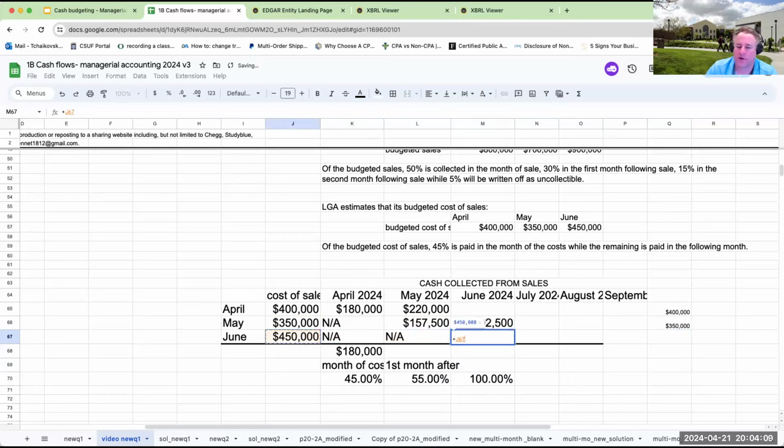And then we get over here to June. This is going to be 450 times 45%. This is going to be 450 times 55%. Coming over here and adding up our numbers, we end up getting 180 for April, 377.5 for May, and then 395 for June. Again, we're trying to figure out when the cash is going out. It tells us that 45% comes out in the first month, 55% thereafter.